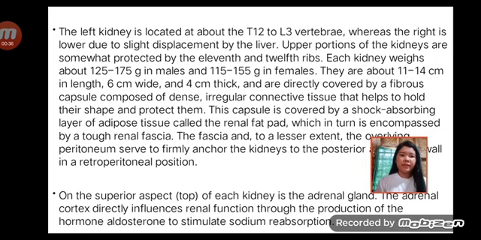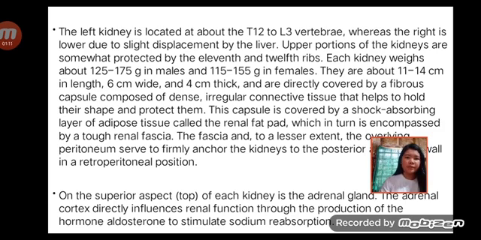The left kidney is located at about T12, the 12th thoracic vertebra, to L3 vertebra, whereas the right is lower due to the slight displacement by the liver. The upper portion of the kidneys is somewhat protected by the 11th and 12th ribs. Each kidney weighs about 125 to 175 grams in males and 115 to 145 grams in females. They are about 11 to 14 centimeters in length, 6 centimeters wide, and 6 centimeters thick.